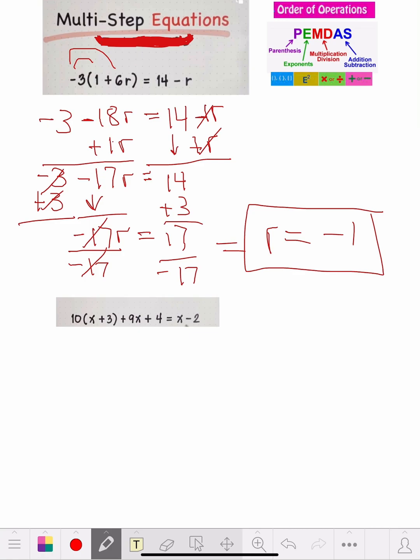So we got 10 outside brackets, okay? 10(x + 3) + 9x + 4 = 8 - 2. Hey, we just got to work nice and slow on this, okay? So remember, the 10 goes to both of these, okay? So we get 10x, right, nice and neat now all the time, okay?